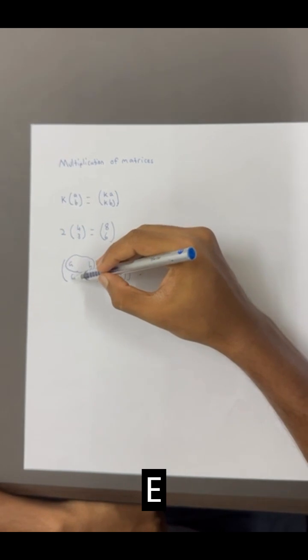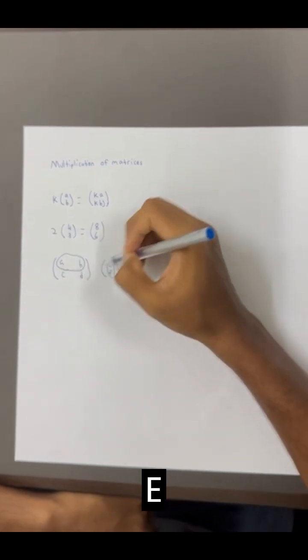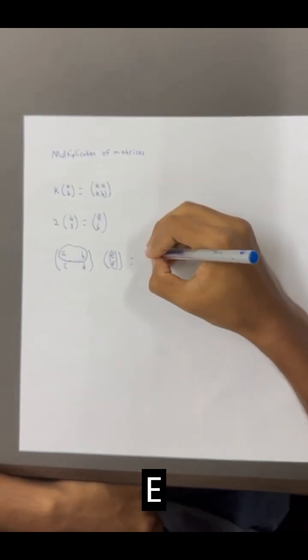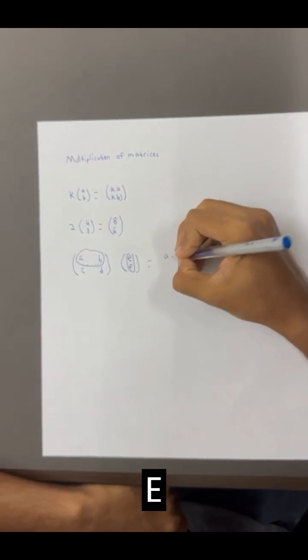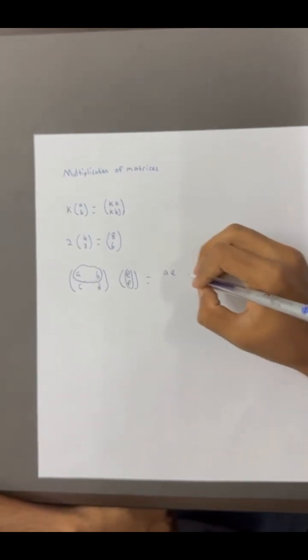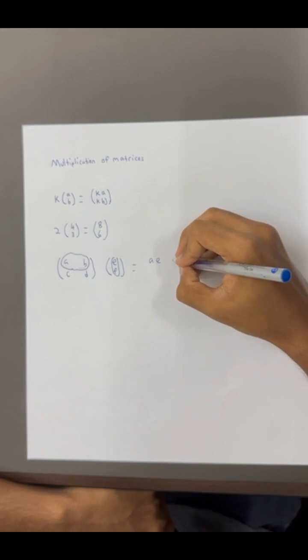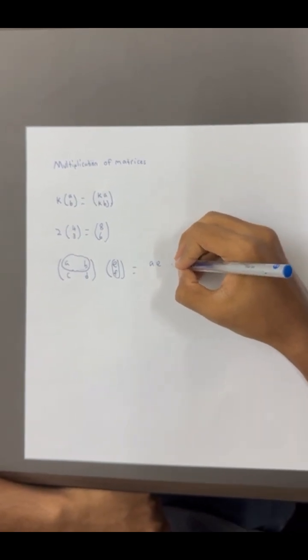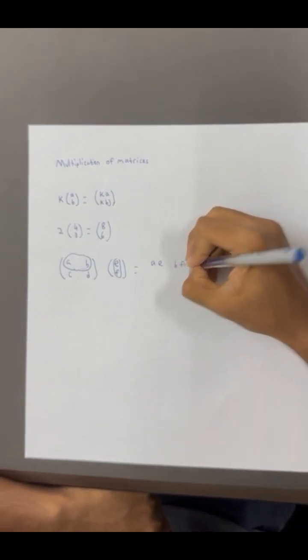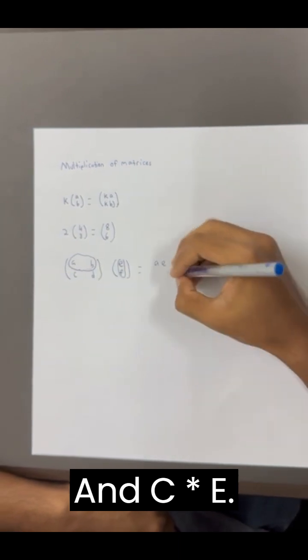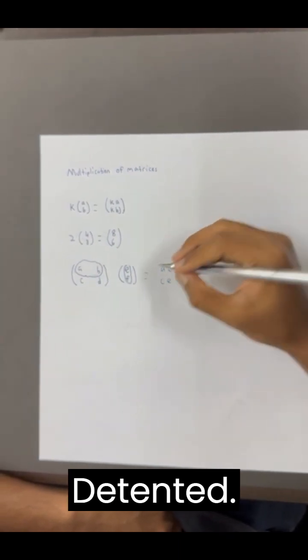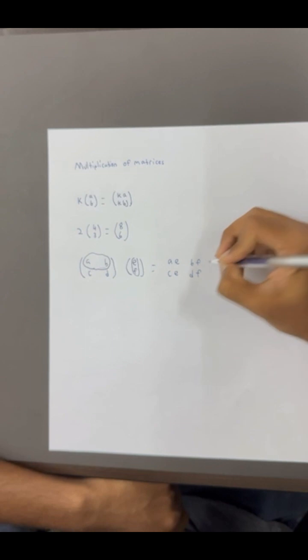We do the same with this row: C times E, D times F. So first is A times E, so it will become like this: A times E, then B times F, then C times E, D times F.